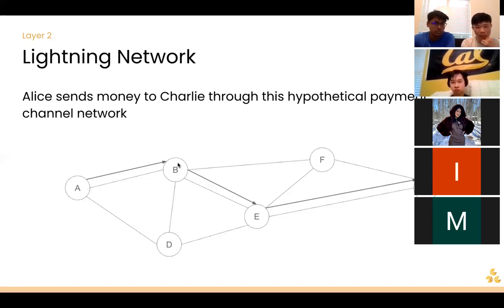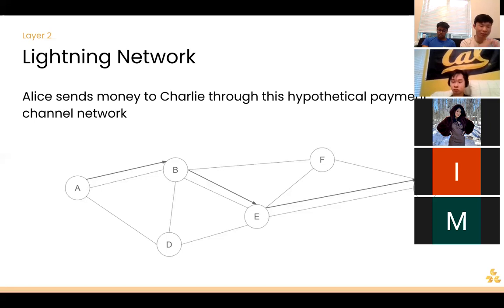Alice has a payment channel with Bob. Bob has a payment channel with Ethan, and Ethan has a payment channel with Chris. And so why not just have Alice send some money to Bob, then Bob sends that same amount of money to Ethan, then Ethan sends that to Chris, and there we go. At the end of the day, Chris has received the money that Alice was supposed to send Chris, and then Chris gives Alice the used shoes, and everyone's happy, right? This is what the Lightning Network allows to happen.